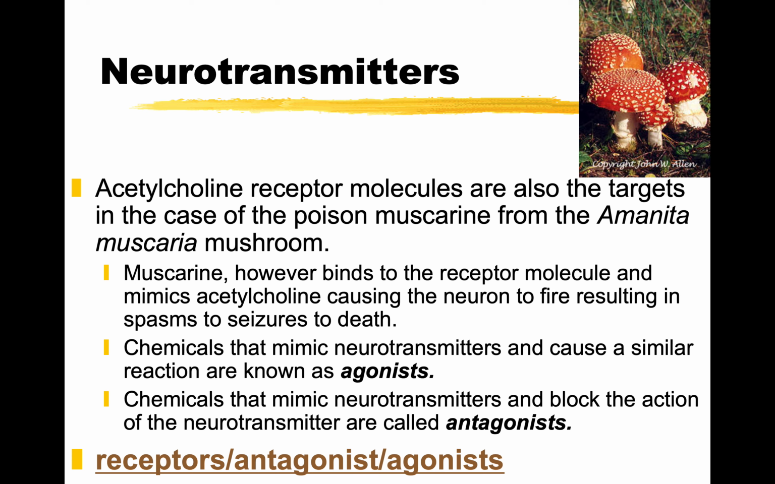Chemicals that mimic neurotransmitters that cause a similar reaction are known as agonists. Chemicals that mimic neurotransmitters and block the action of the neurotransmitter are called antagonists. And of course, the antagonists in this case would be the curare and the bungarotoxin, and the agonist would be the Amanita mushrooms.